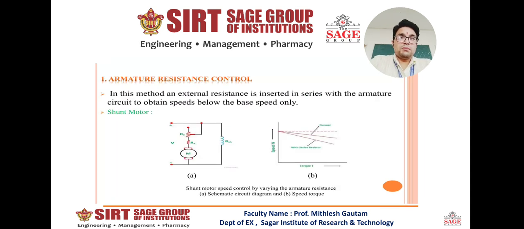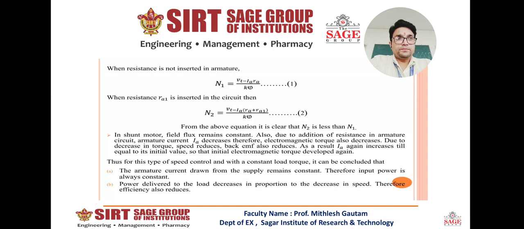First we discuss the armature resistance control. In this method, an external resistance is inserted in series with the armature circuit to obtain the speed below the base speed. This is the circuit diagram and the characteristics of speed control.